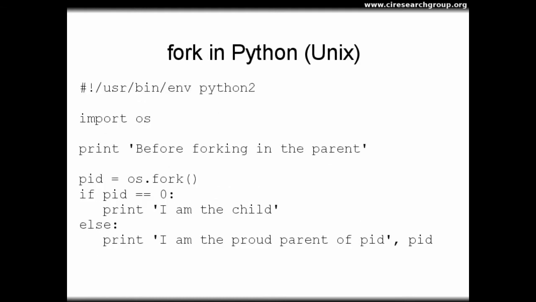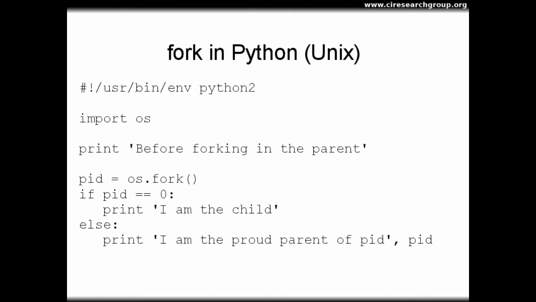The equivalent Python code is a bit shorter but looks rather similar, owing to the fact that Python is exposing the underlying C library to us. To use the fork function, I need to import the OS module. I then set the PID variable by calling os.fork in a manner similar to the corresponding C code.